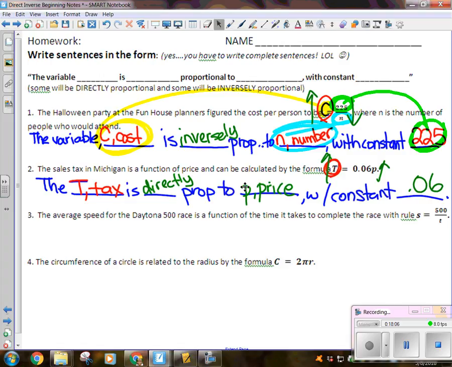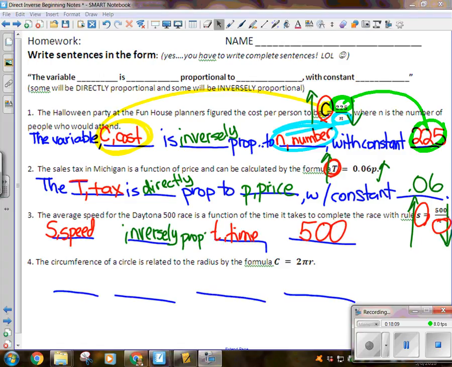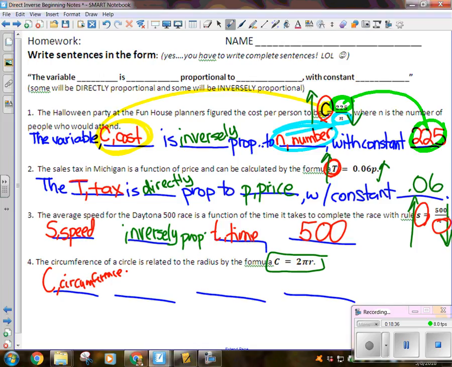Okay. All right. We abbreviated number 3. We just said the words out loud and we filled in our blank. What will go in the first blank? The variable what? C circumference. That's a long word. Okay. Is blank proportional to? What kind of proportion is this one? You got to take a look at the equation. So C is what? C is up and R is up. Right? There's no denominators.